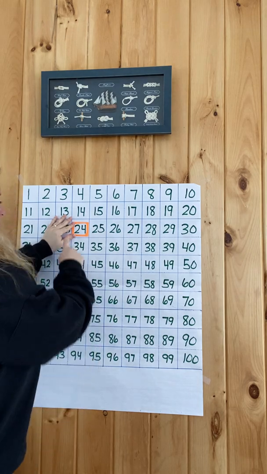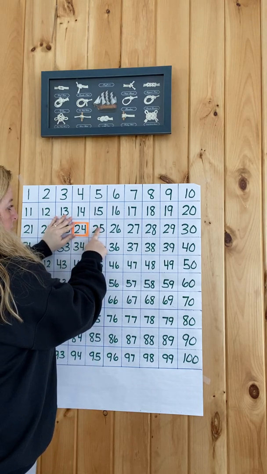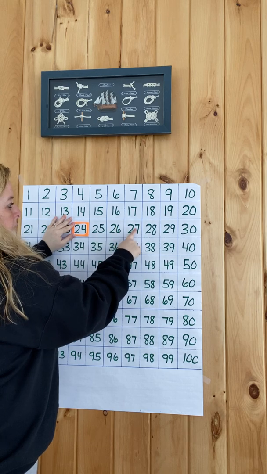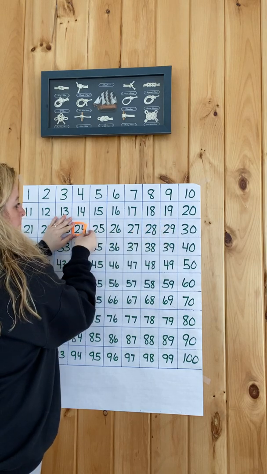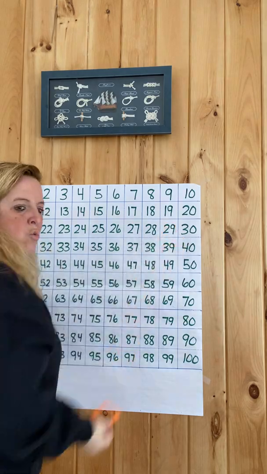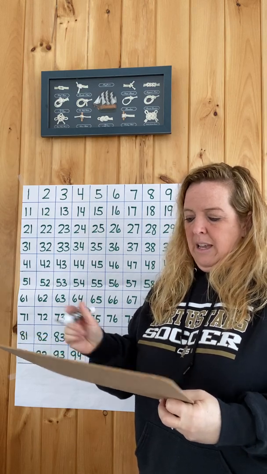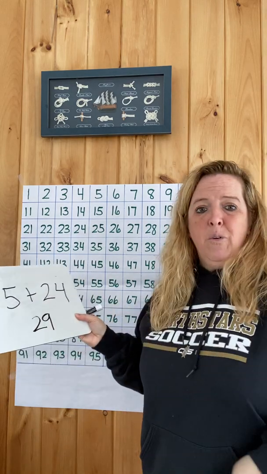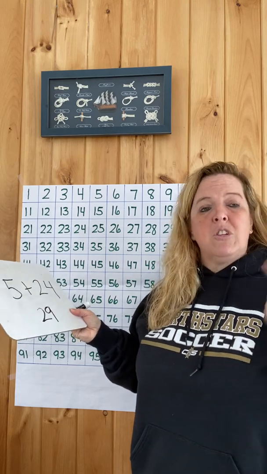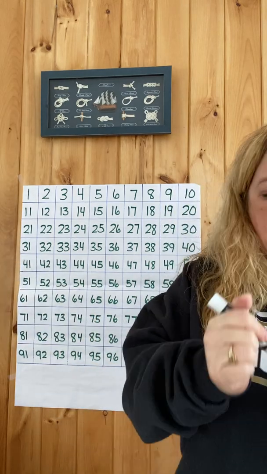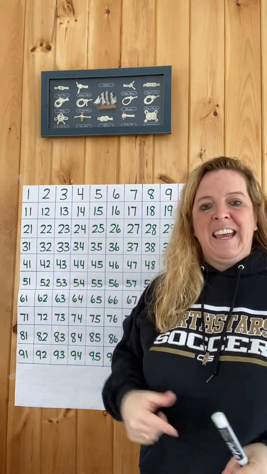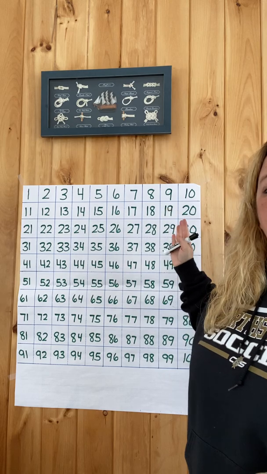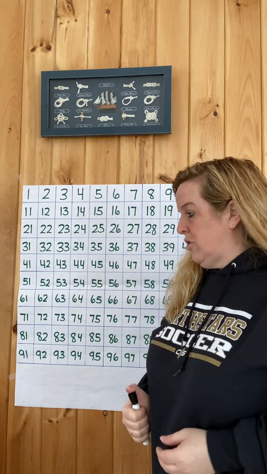24 plus 5. So here's 24. 1, 2, 3, 4, 5. I got my answer right there. 29. Did you get 29? I hope so. How are we doing with the hundreds chart? Again, 5 plus 24, we can do that in our head too. Remember, starting with 24, add 5 more, 25, 26, 27, 28, 29. But today our math series is trying to teach us how to use a hundreds chart.